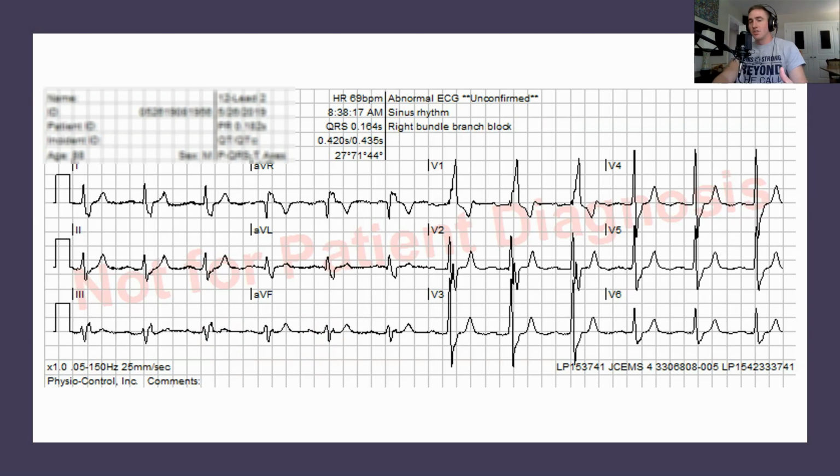Now, a right bundle branch block. Can you diagnose a STEMI in a right bundle branch block? The answer is yes, and you don't need any special criteria. You don't need Scarbosa criteria. You don't need modified Scarbosa criteria. The answer is that there should just never be any elevation with a right bundle branch block.